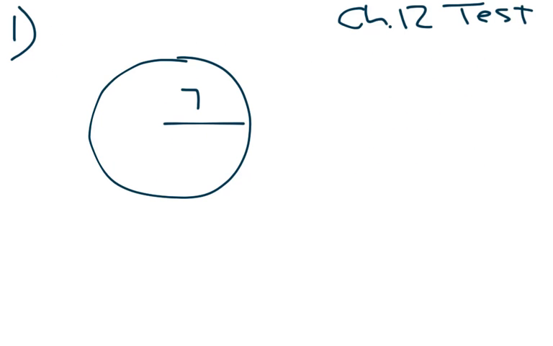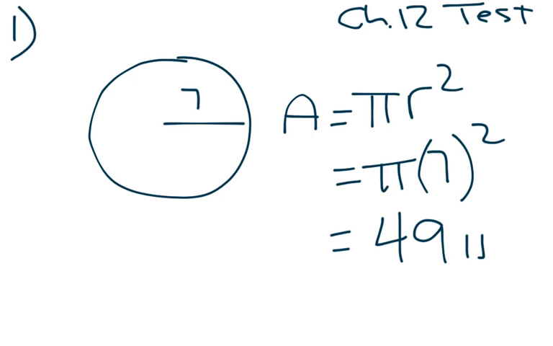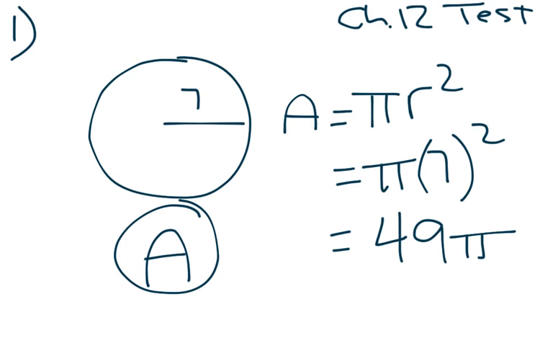And now it is time for the Chapter 12 test. So number 1, what is the area of a circle with a radius of 7 centimeters? So remember, in order to find the area of a circle, it's pi r squared. And since the radius is 7, it's going to be pi 7 squared. And what is 7 squared? It is 49. So the answer is 49 pi, and that is A. So the answer for number 1 is A.